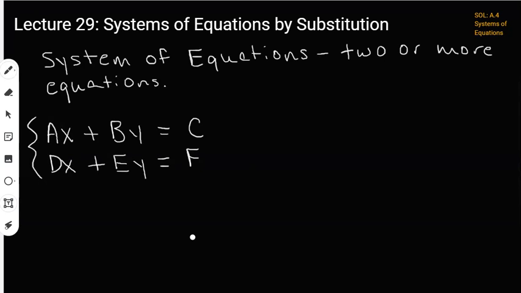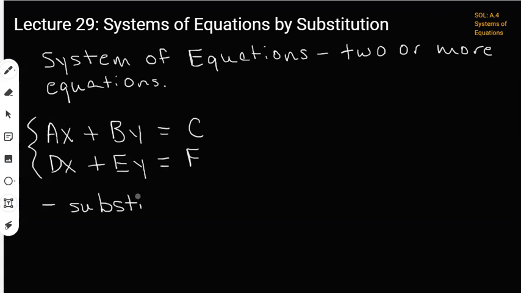So notice I got two different equations. X and y are always going to be variables, but A, B, C, D, E, and F, those capital letters, they're always going to be numbers. And today we're going to be learning substitution.